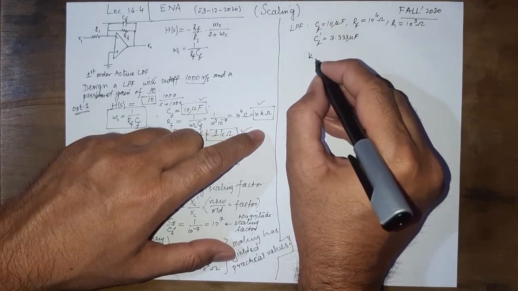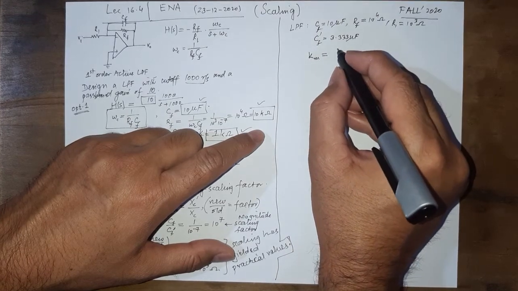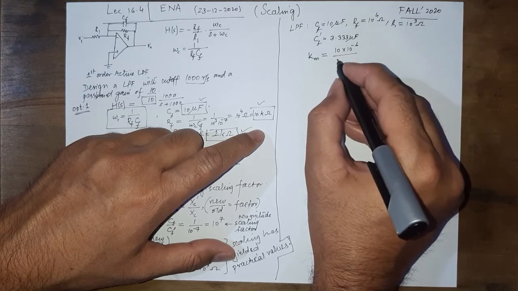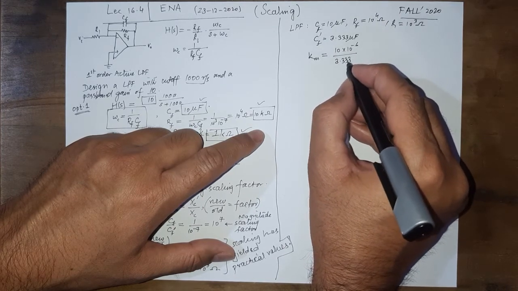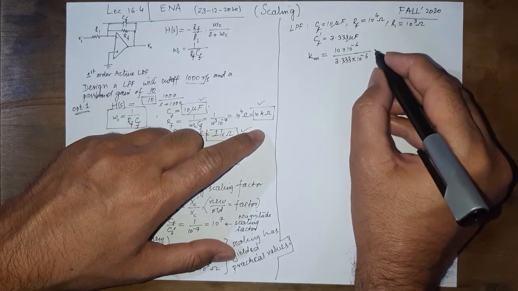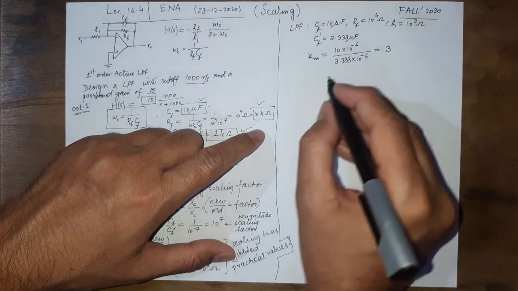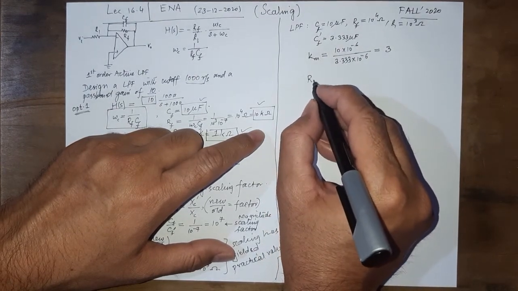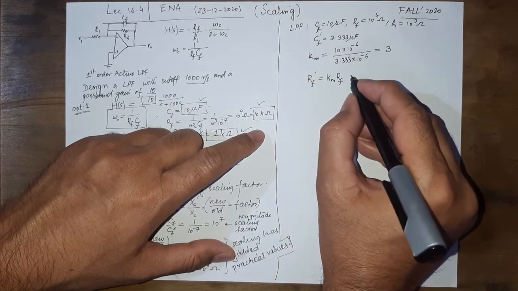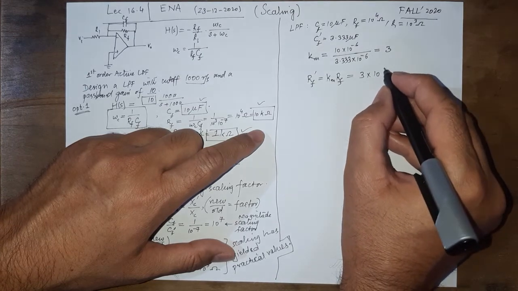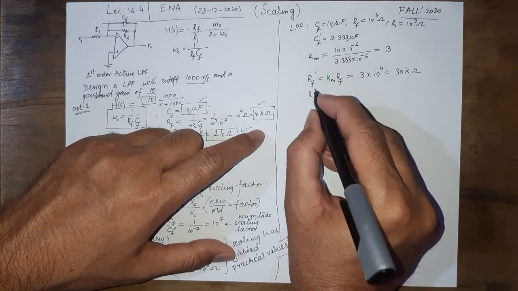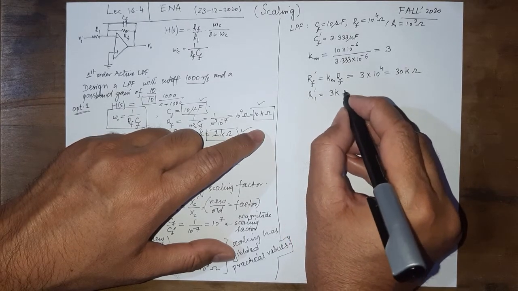He just has to come up with a new scaling factor, Km, equal to the old value, which is 10 microfarad, over the new one, which is 3.333 into 10 raised to the power minus 6. This would be equal to 3, and the new values of resistances would be equal to Km times the old values. So this gives us 3 into 10 raised to the power 4, which is 30 kilo ohm, and R1 dash would be 3 kilo ohm on similar lines.